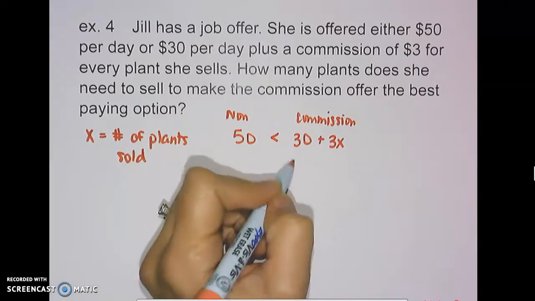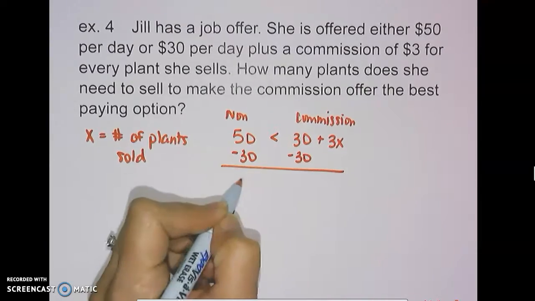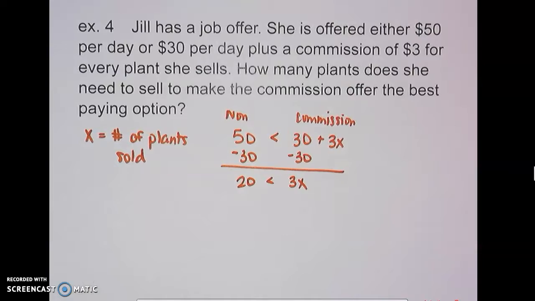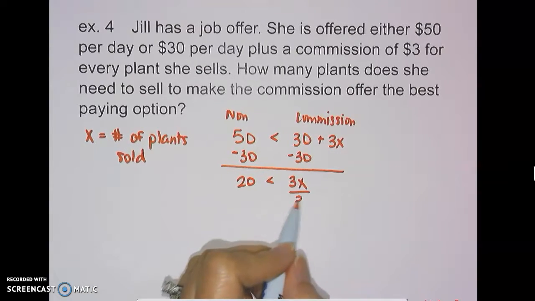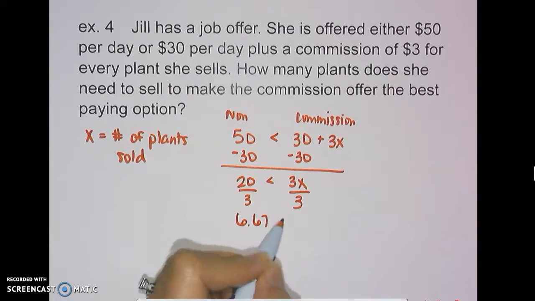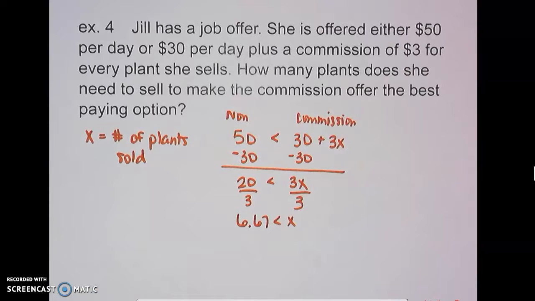All right, we're going to get x by itself, so we're going to subtract 30 on both sides. And we get 20 is less than 3x. We're going to divide both sides by 3. And that's going to give us a rounded answer right now of 6.67. That's fine. You could also leave it as 20/3, or put it as 6 2/3, which is a little bit easier to look at.